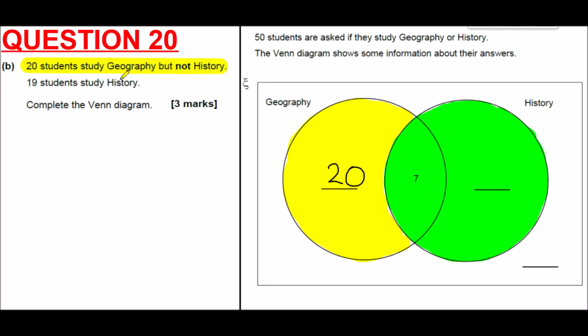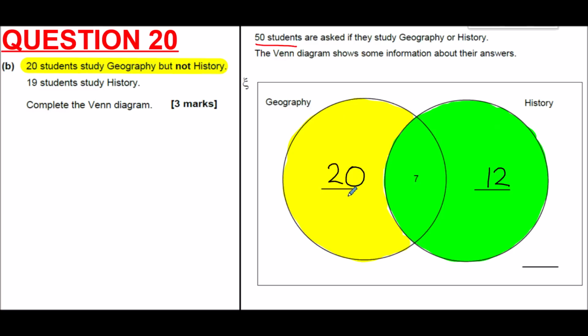Okay, so all of this history circle is the people that study, obviously, history. So we've got 7 here in the middle, and so this must be the other 12 people that study history on its own. And so if 7 people study both history and geography, 19 people study history in total, there must be 12 people that study just history. 12 plus 7 gives us 19.